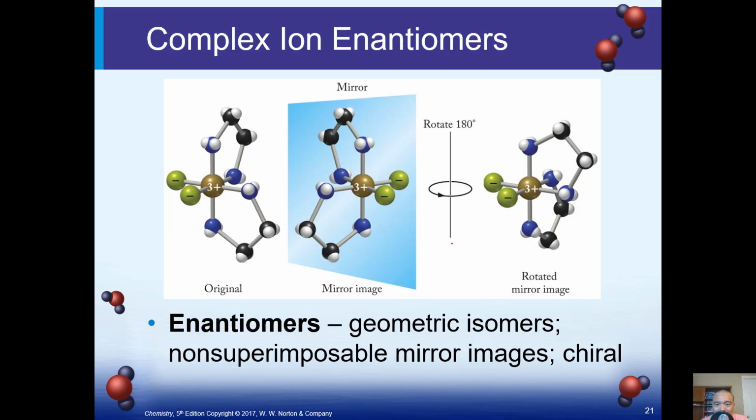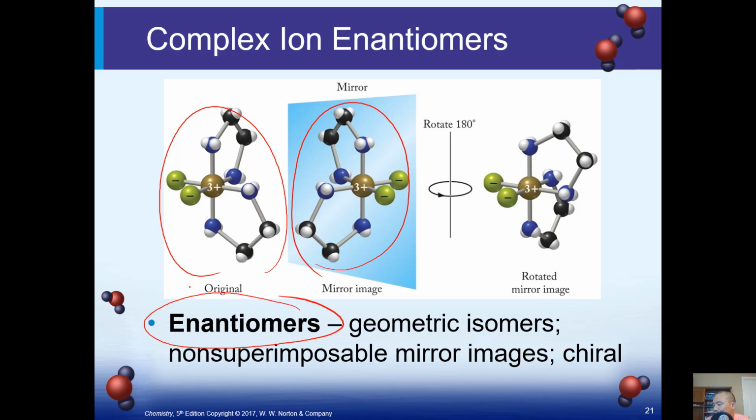Another type of isomerism discussed previously was optical isomers. Those are the compounds that interact with plane polarized light in such a way that the two isomers rotate the light in opposite directions. And these isomers are mirror images of each other. In this case, we call them enantiomers, which is defined as the non-superimposable mirror images of each other.